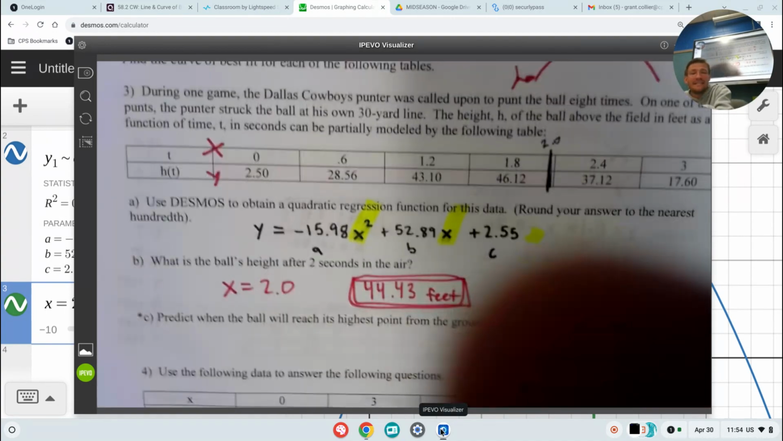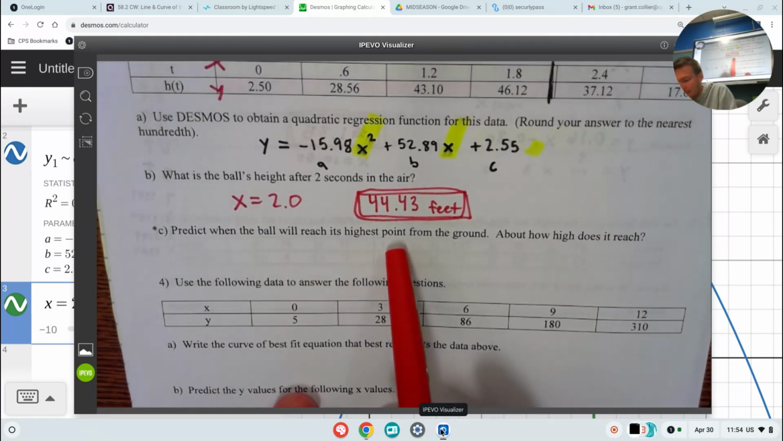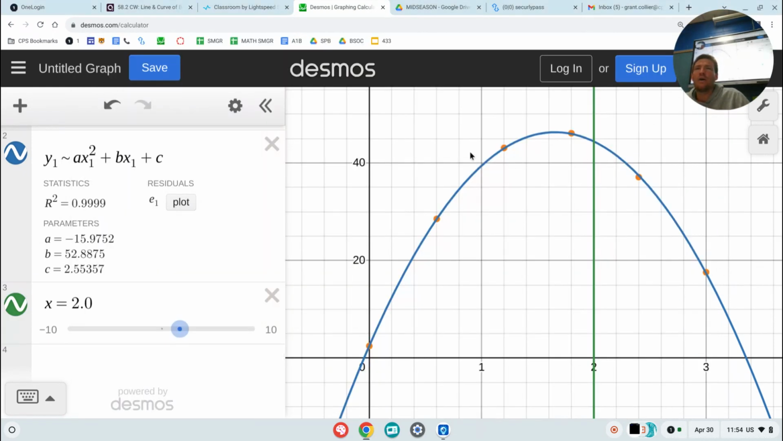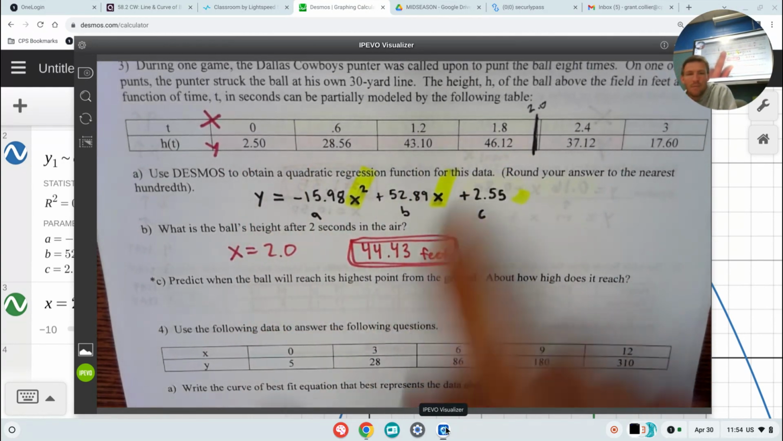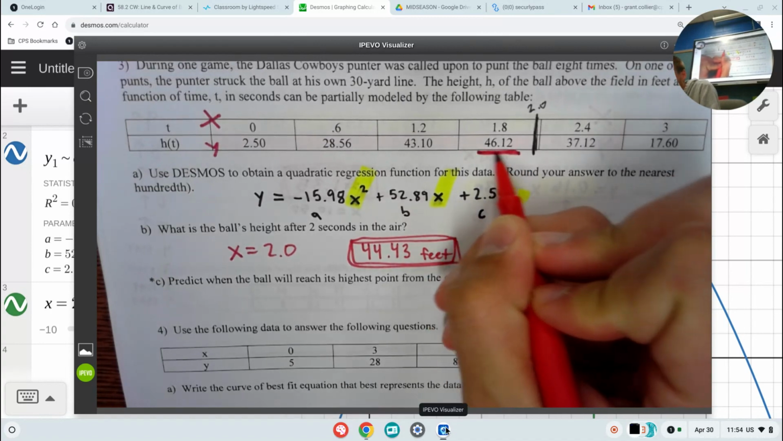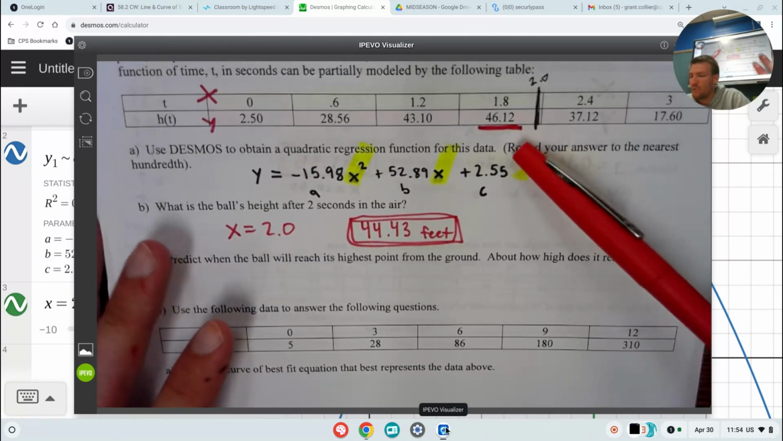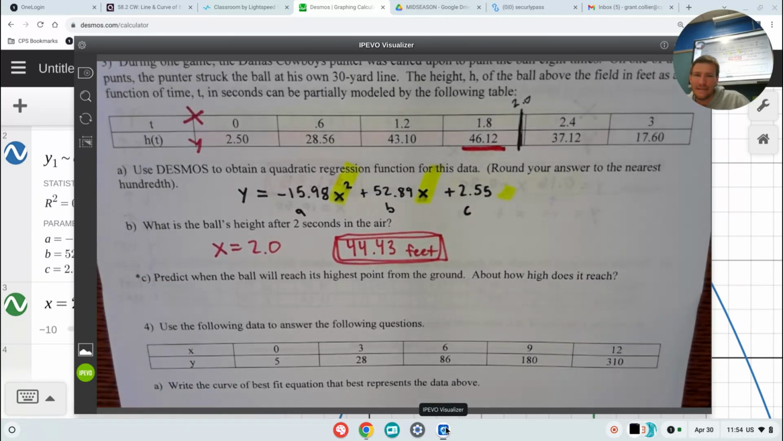And the last one here is C. It says, predict when the ball will reach its highest point from the ground. All right. How are we going to figure out when the ball gets the highest possible place? Now, if I look at my table, I can see that the highest spot is probably right here at 46.12. Now, the reason that they're going to pay a mathematician $100,000 a year is because obviously 46.12 is how high the ball went. But is that the highest possible place?